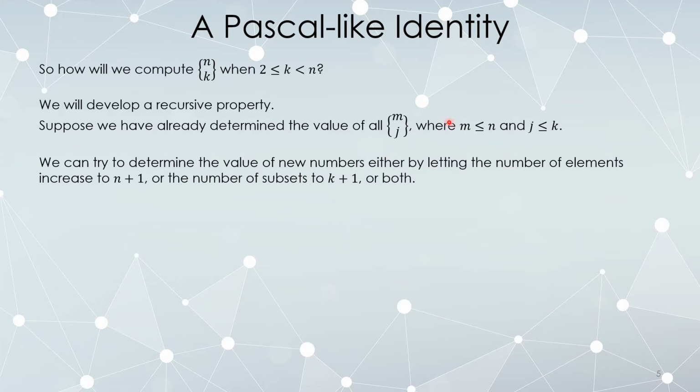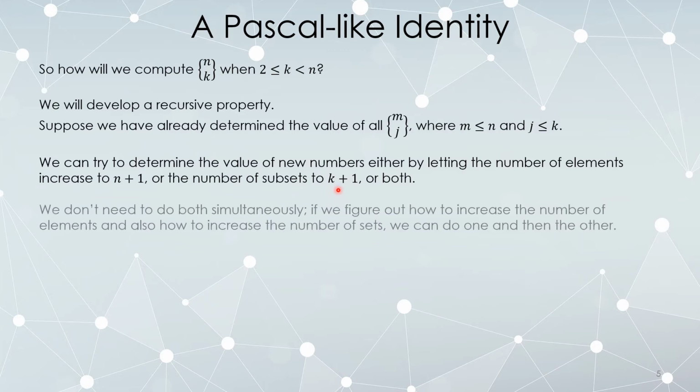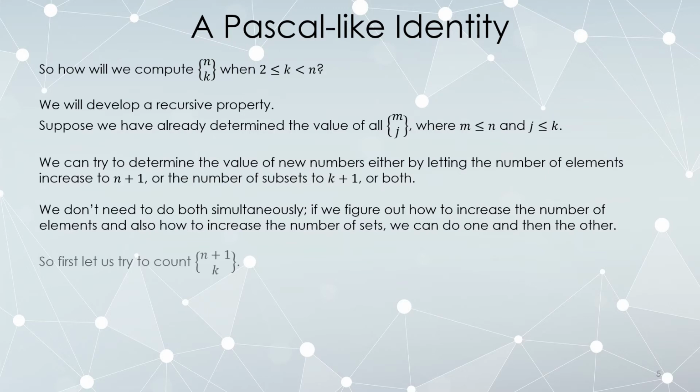Okay, if we've already determined how to do it for all numbers of elements up to n, then letting the number of elements go up to 1 larger would be n plus 1. And if we've already accounted for a number of subsets up to and including k, then one more subset allowed would be k plus 1, or maybe we'll do both. We don't actually need to do both simultaneously. Okay, if I can figure out how to increase the number of elements, but then I can also figure out how to increase the number of sets as 2 separate steps, I just do one and then the other, and we've managed to increase both of them.